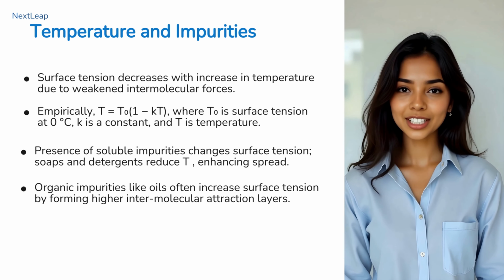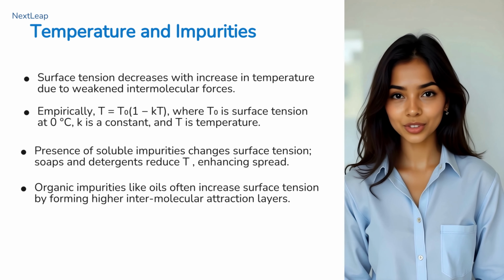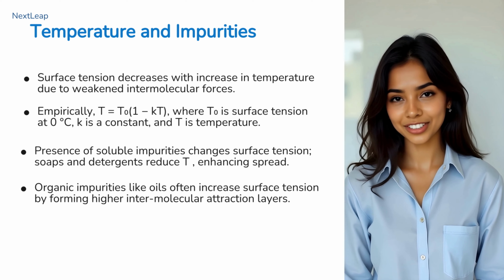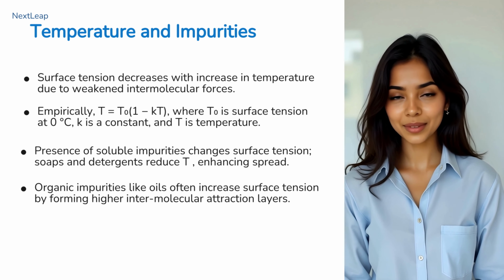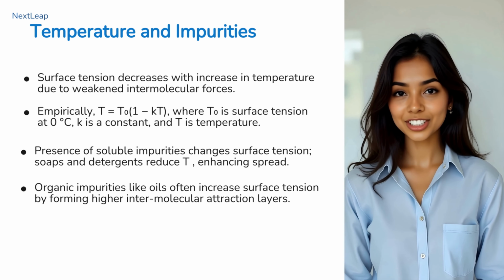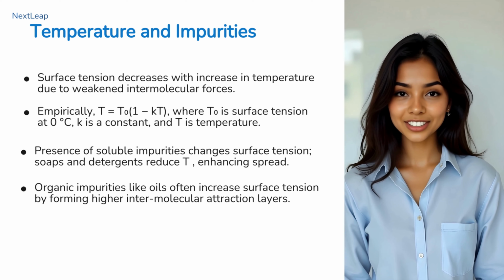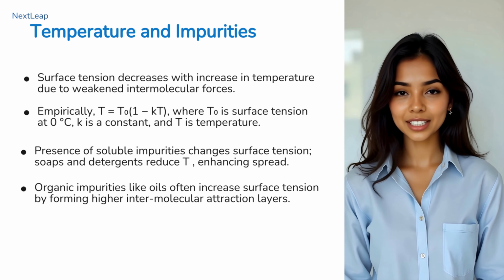Empirically, surface tension T at temperature t equals T0 times open bracket 1 minus K times t close bracket, where T0 is the surface tension at 0 degrees Celsius, K is a constant specific to the liquid, and t is the temperature in degrees Celsius. So, as temperature rises, surface tension decreases almost linearly for many liquids.